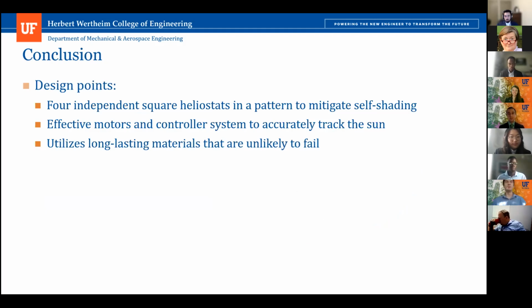So to sum up everything we've talked about, our heliostat is really great at tracking the sun since it can rotate all its mirrors in 360 degrees in both the azimuth and the altitude axes. The square pattern helps to mitigate some of the self-shading, and we have a really great reduction ratio that allows high accuracy when the motors and the tracking system are working together to track the sun. Furthermore, all of our materials are extremely long lasting and are unlikely to fail. And we estimate that there is no part replacement needed within the 20-year lifetime.